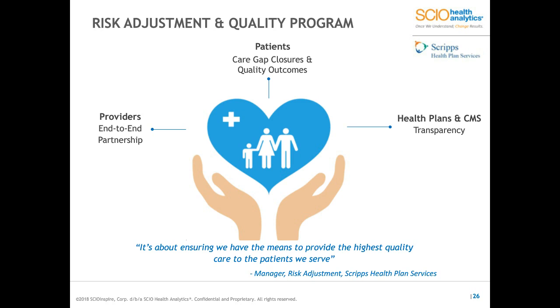So this graph shows you, we need to provide end-to-end partnership. We need to look at our quality and care gaps and coding gaps all at the same time, and everything blended together makes our health plan and CMS transparency. It makes us into one big family.